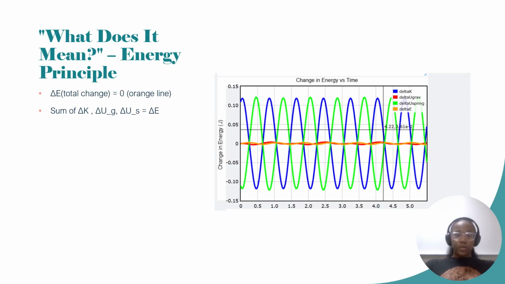So is the energy principle satisfied? Looking at the graph, the answer is yes. While the kinetic and potential energies shown in blue, red, and green oscillate significantly, the orange line representing the total change in energy remains at 0. This confirms that for our chosen system, no energy was lost to the surroundings, satisfying the energy principle.